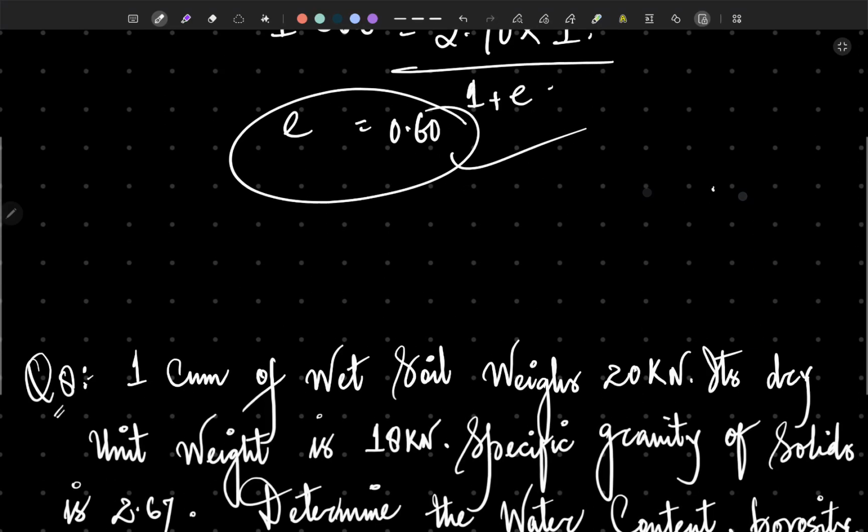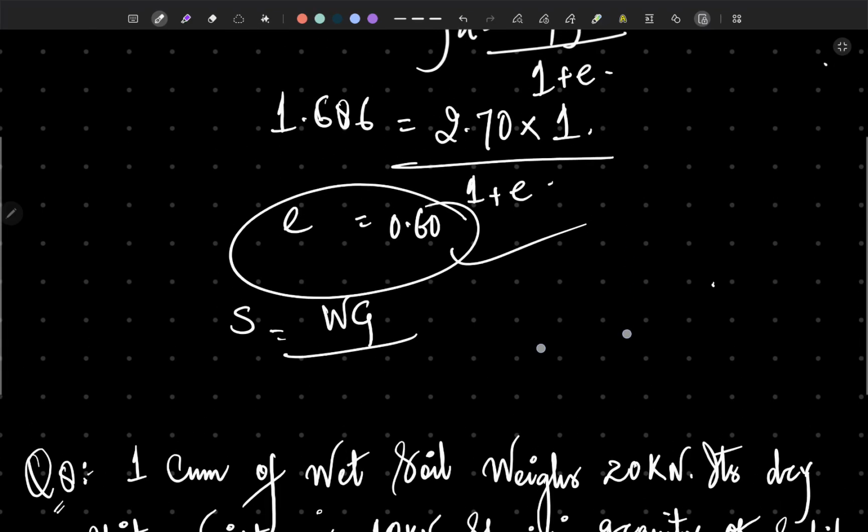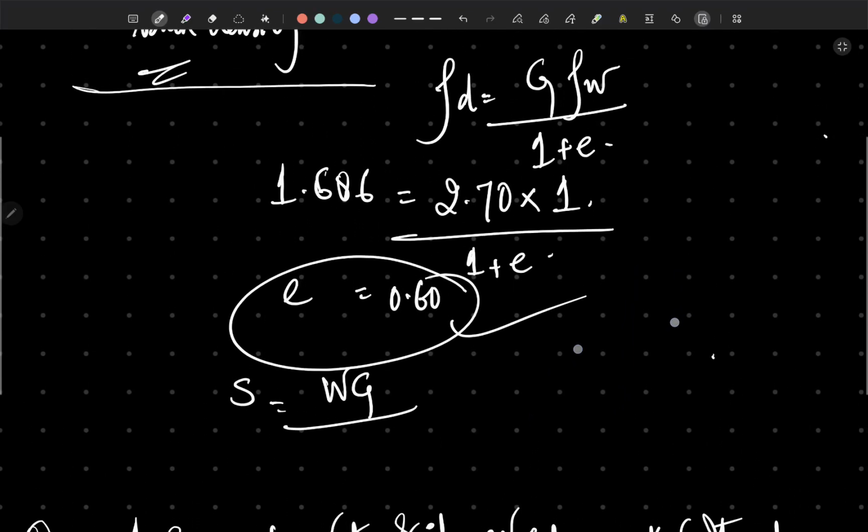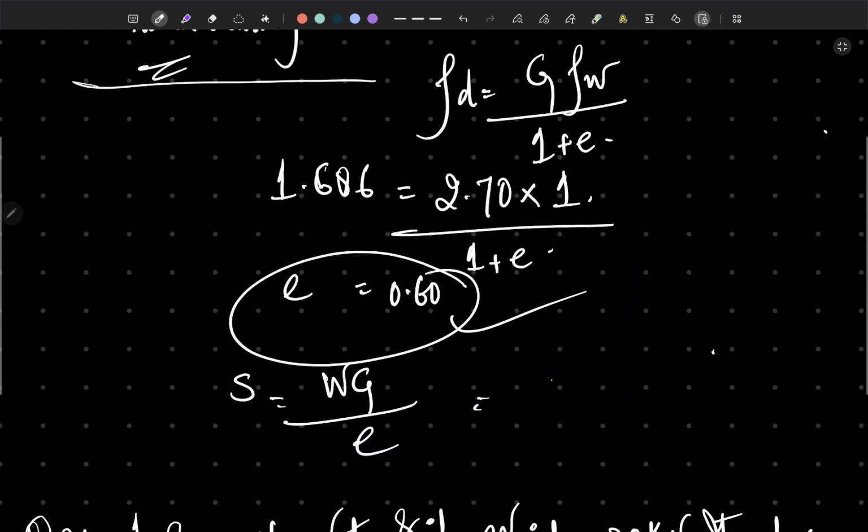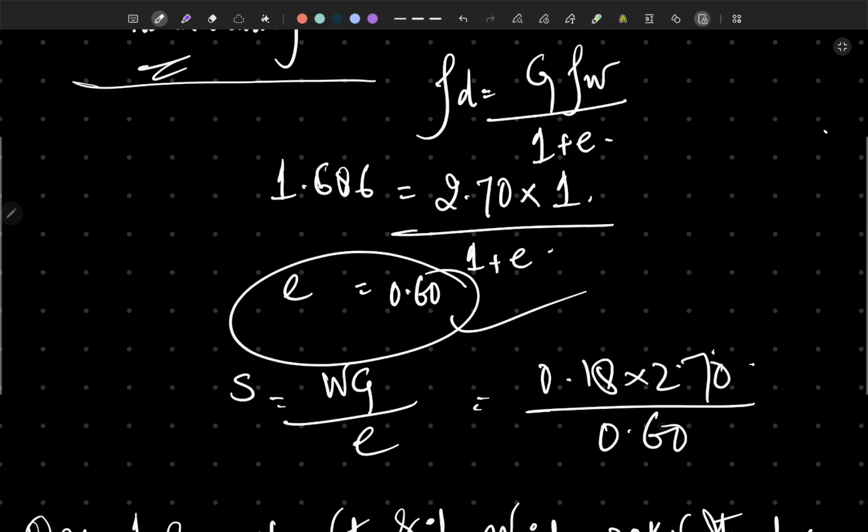We can easily find the degree of saturation. S is equal to w G divided by e. So water content is 0.18, specific gravity is 2.7, void ratio is 0.60. By calculation, the degree of saturation is 81%.